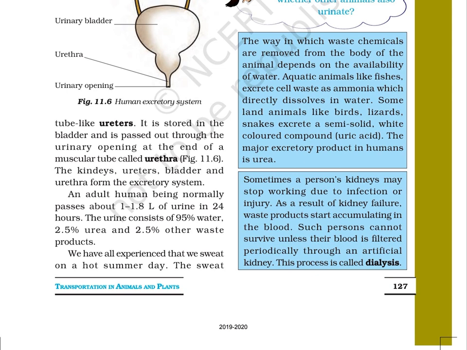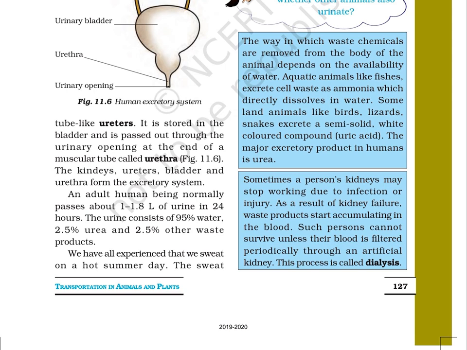Aquatic animals like fishes excrete cell waste as ammonia, which directly dissolves in water. Some land animals like birds, lizards, snakes excrete a semi-solid white-colored compound, or uric acid. The major excretory product in humans is urea.